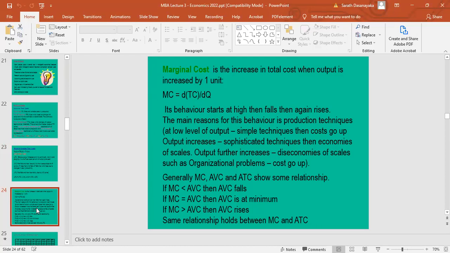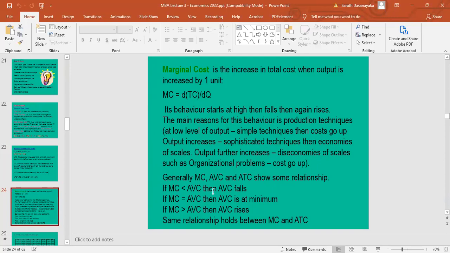At a low level of output, simple techniques, then cost goes up. Then as the output increases, sophisticated techniques, then economies of scale will emerge. Then as the output further increases, diseconomies of scale, such as organization problems, then the cost goes up. Then you can see why the cost is going down, why it is stable, why it is going up.